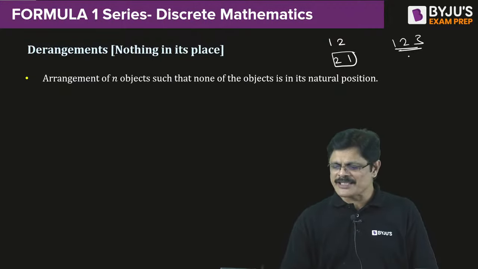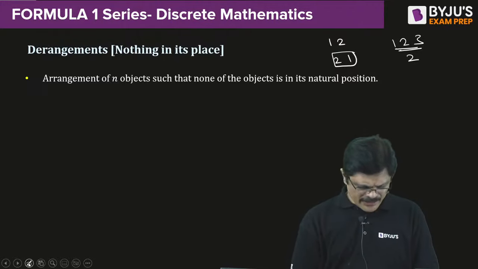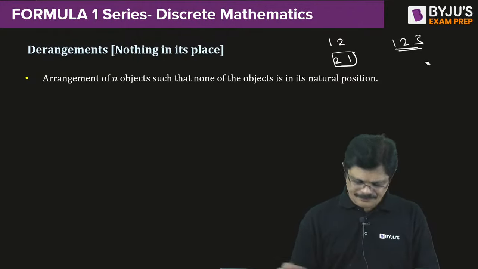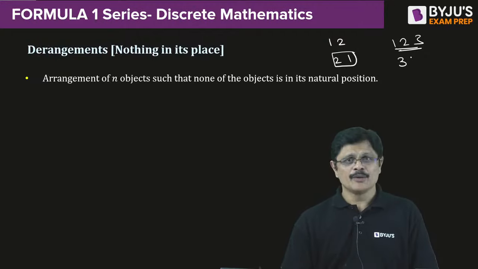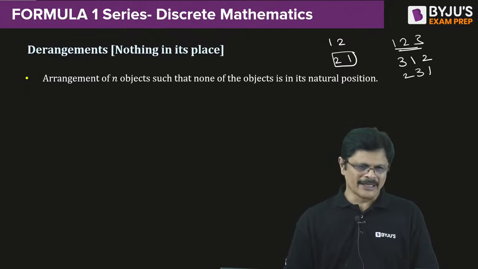So for 2 numbers it is 1, and for 3 numbers it is 2. Can you give me that quickly? 3, 1, 2 and 2, 3, 1. Only 2.